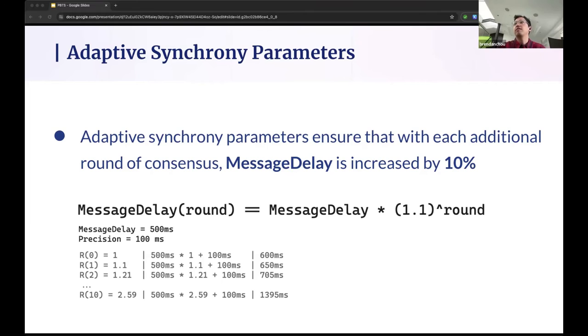No concerns. I'd have to think about it for a bit. I have a question on the precision and message delay parameters. Are those in state or are they off chain in config files, for example? Those are consensus parameters that we set with defaults at the config level, but updating them effectively requires an upgrade. Got it.